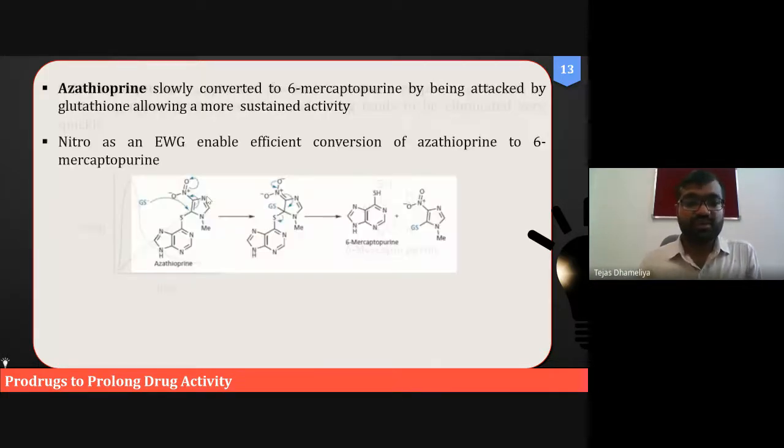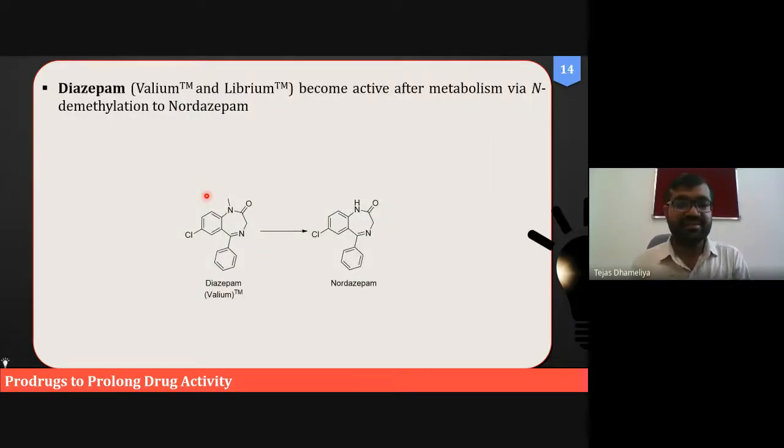Okay, so let us go to another approach after azathioprine, that is diazepam. Diazepam and its relatives you can call benzodiazepines, and especially benzo-1,4-diazepines, which are considered privileged scaffolds in medicinal chemistry and organic chemistry because of their anxiolytic, therapeutic, and hypnotic action. Diazepam is marketed under the names Valium and Librium, and it becomes active after metabolism via N-demethylation to nordazepam. So nordazepam is basically the active molecule. Diazepam is a prodrug, and that is simply where we can increase this metabolic activity.